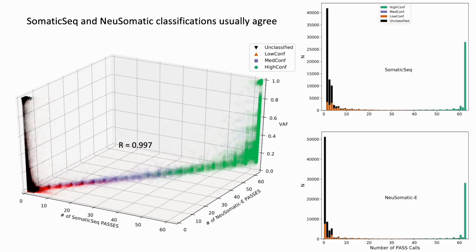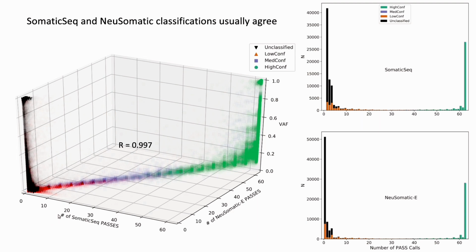These two figures show the very high agreement between SomaticSeq and NeuSomatic classifiers. Keep in mind that SomaticSeq and NeuSomatic use totally different machine learning algorithms. SomaticSeq uses adaptive boosting trees, whereas NeuSomatic uses a deep convolutional neural network.